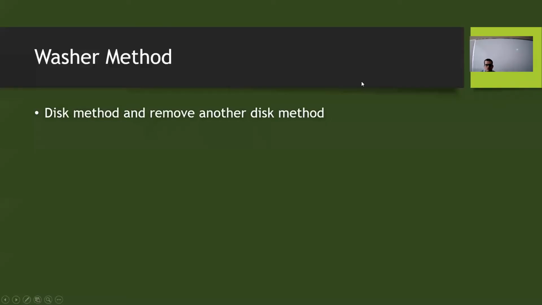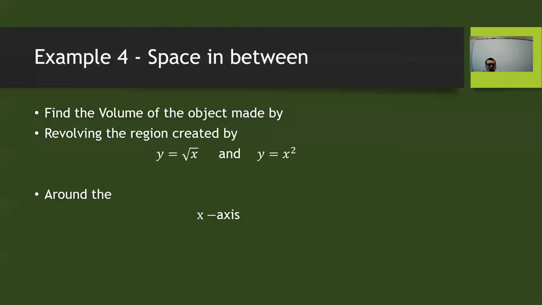All right, so we just saw how the disk method gave rise to the washer method and how that was used. We did that with example 4. In this video, we're going to keep going and look at the other examples in this section.